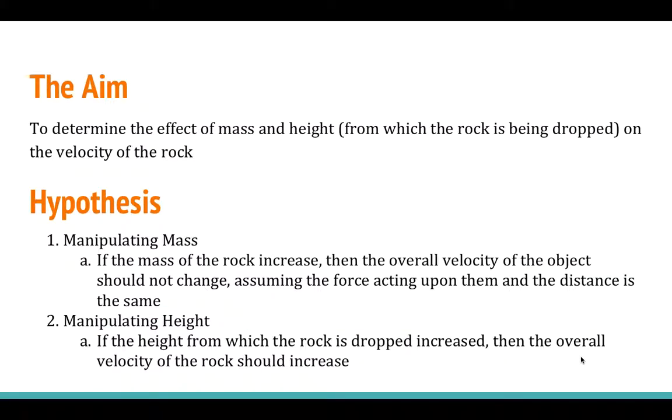The aim for our physics project was to determine the effect of mass and height from which the rock is being dropped, which are independent variables, on the velocity of a rock, which is the dependent variable. So for our hypothesis, we basically stated that when the mass of the rocks were to be increased, it would have no effect on their velocity.